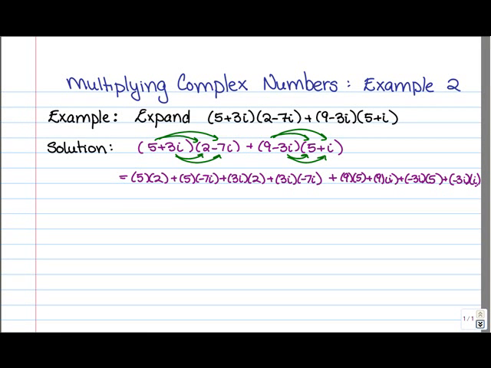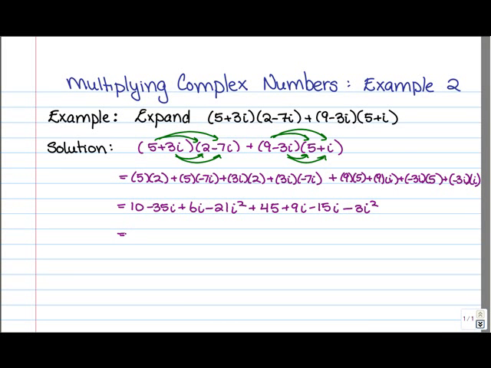So now what we have to do is simplify as much as we can so that we can then group like terms. So 5 times 2 is 10, 5 times -7i is minus 35i, 3i times 2 is plus 6i, 3i times -7i is minus 21i squared, 9 times 5 is 45, 9 times i is simply 9i, -3i times 5 is minus 15i, and minus 3i times i is minus 3i squared.